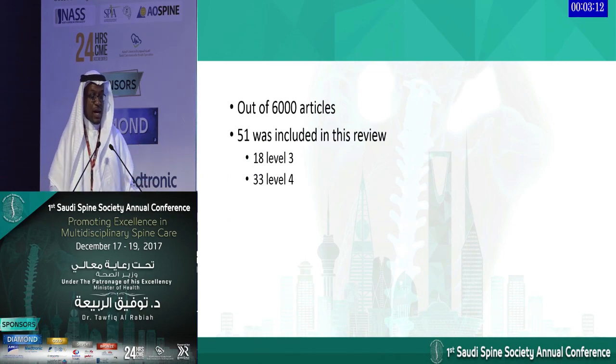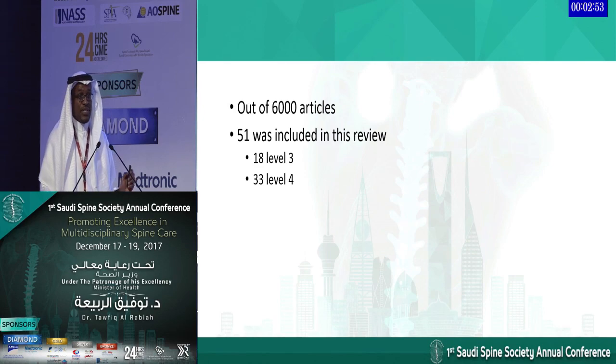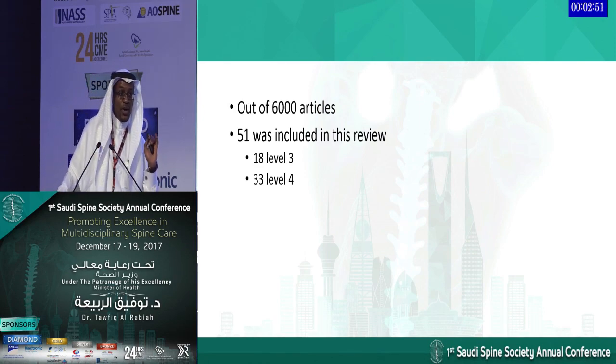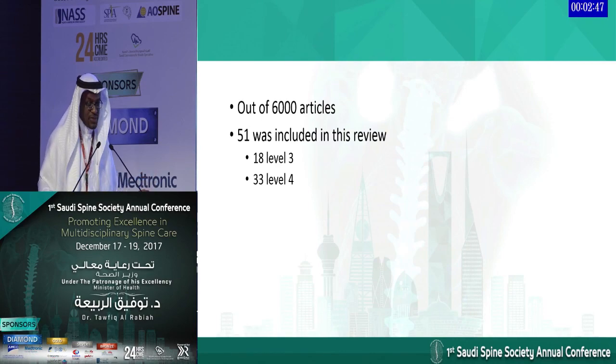So they looked at about 6,000 articles. After they did their inclusion and exclusion criteria, 51 studies were included in this systematic review that I'm going to quote right now. Only 18 out of these 51 articles were level 3 evidence, and 33 were level 4 evidence. So obviously there is no level 1 or 2 evidence for the treatment of spondylolisthesis in pediatric patients. This is the first thing.